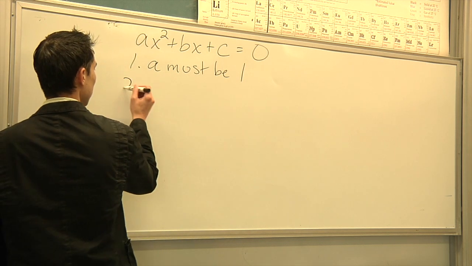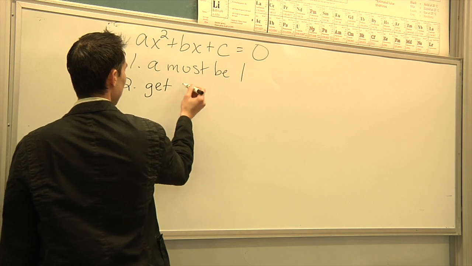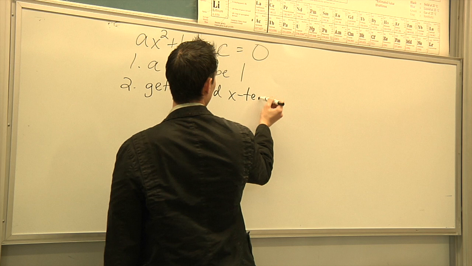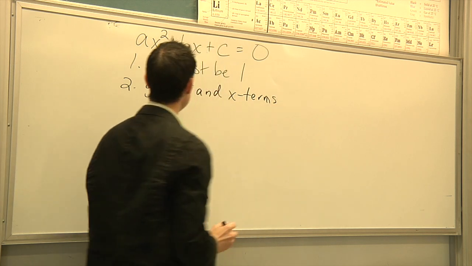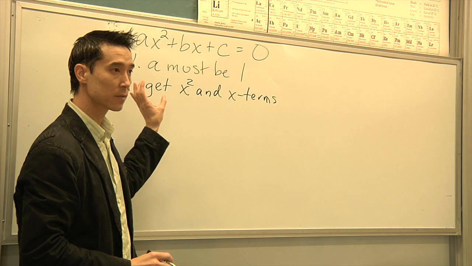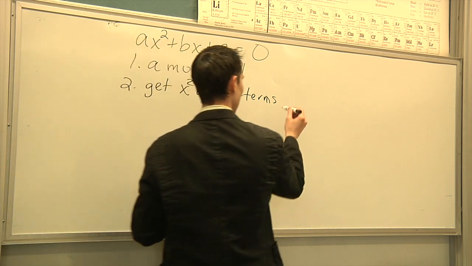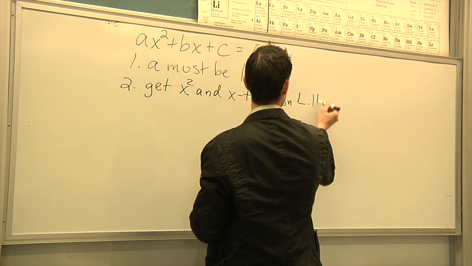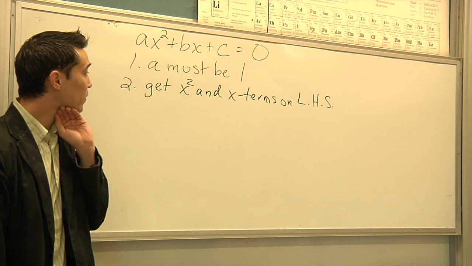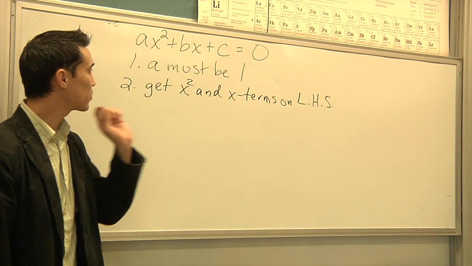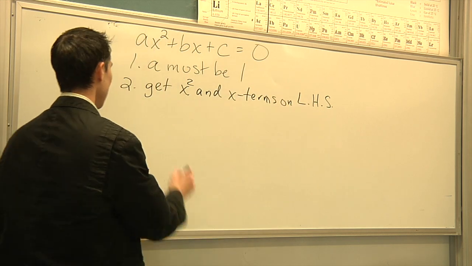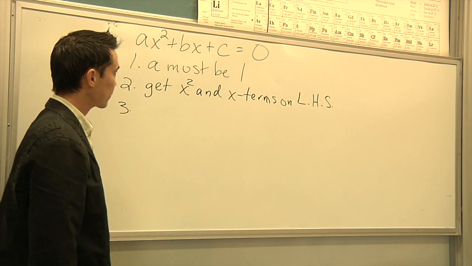Second step, yes, the x squared and x terms. So just get the x squared term and the x term on the left side by themselves. Okay? So I'll put on the left-hand side, LHS. So just get the x squared and x terms on the left-hand side, which basically means move the c over to the other side, the right-hand side. Okay. Then let's move on to step 3.